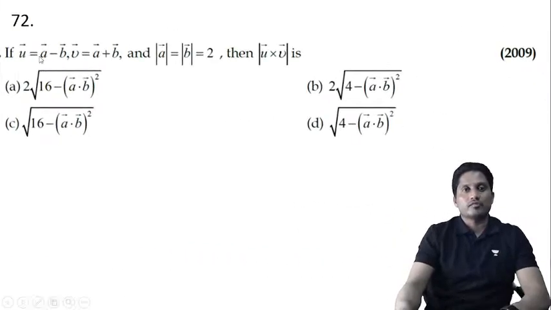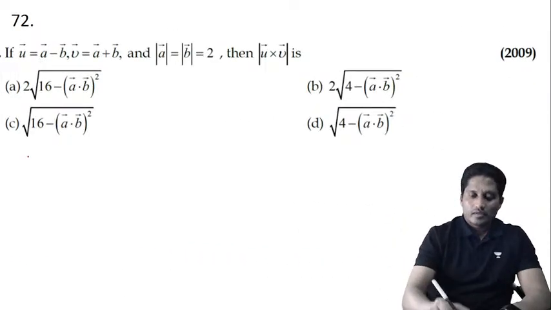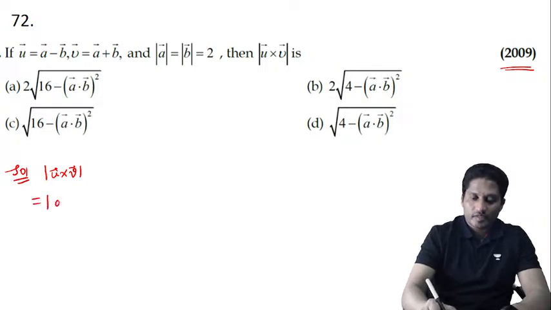Question number 72. See, this is a COMEDK problem. No, CET question, sorry, 2009. U cross V. U cross V is equal to modulus of U, which will be equal to (a minus b) cross with (a plus b).